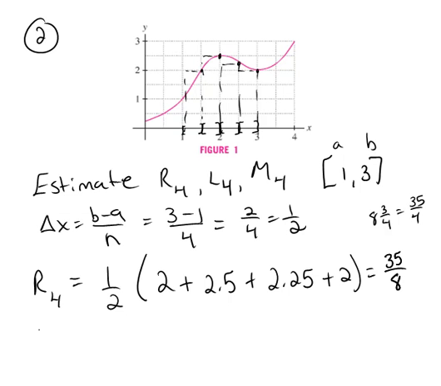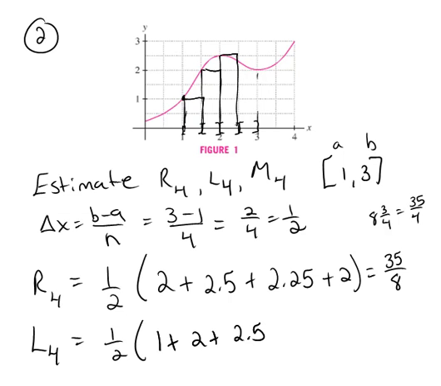Okay, now L4 is going to be that same width, which is 1/2, but now you're going to use the left-hand endpoints of the subintervals. So for the first subinterval, you're going to use the left-hand height, which is 1. And then for the second subinterval, you'll use the left-hand height, which is 2. And then for the third subinterval, you'll get it at 2.5. And then for the fourth subinterval, your height is probably 2.25 again, you could say. Just kind of estimating here.